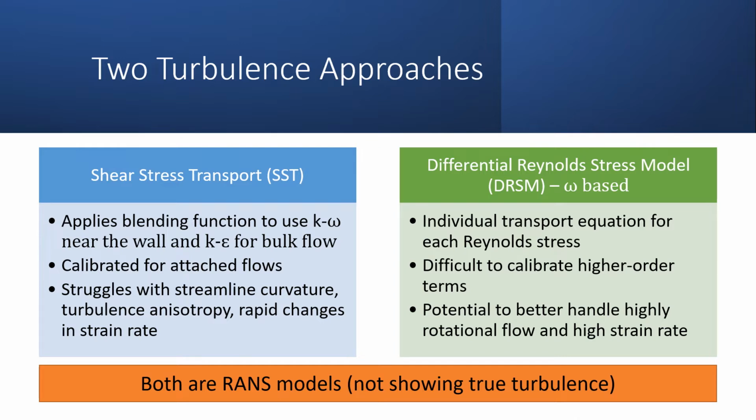And so the SST applies a blending function to use k-omega near the wall and k-epsilon for the bulk flow, as both have strengths in those regions and weakness in the other. It is well calibrated for attached flows, as most linear eddy viscosity models are. It struggles with streamline curvature, turbulence anisotropy, and rapid changes in strain rate. Now, the differential Reynolds stress model, or DRSM, has an individual transport equation for each Reynolds stress. It's difficult to calibrate these higher order terms, and there's less effort done on this compared to the SST, but it does have the potential to handle highly rotational flow with high strain rates.